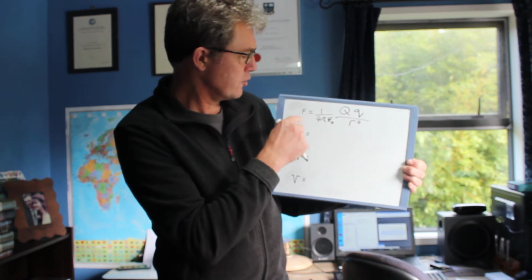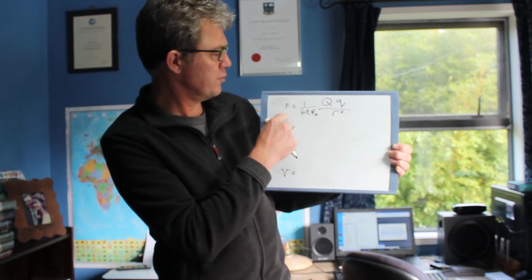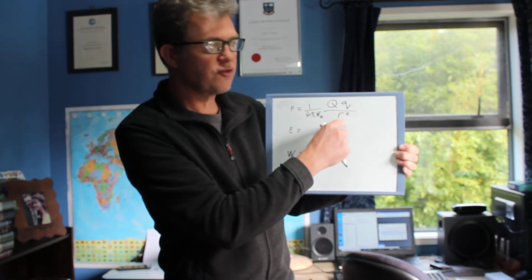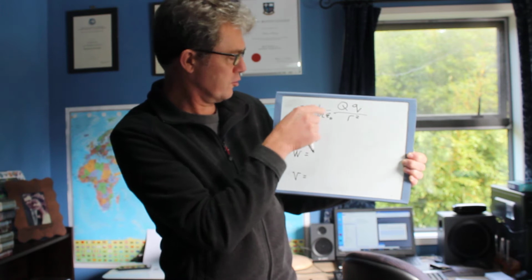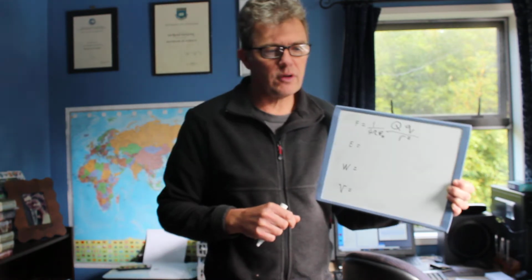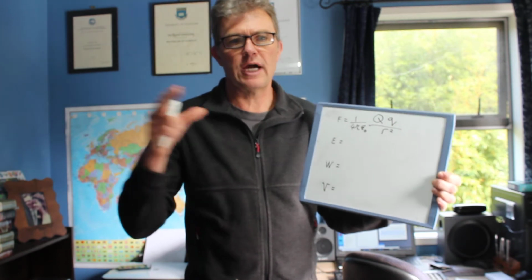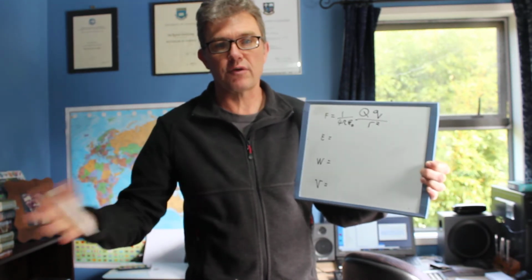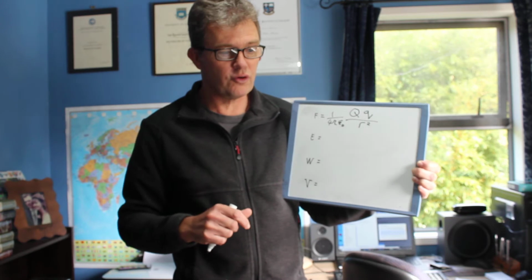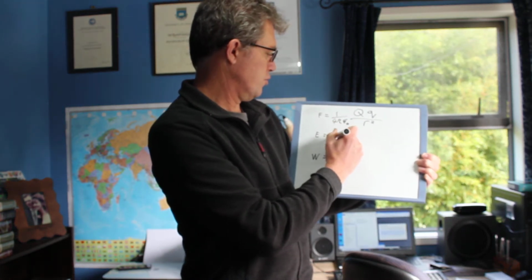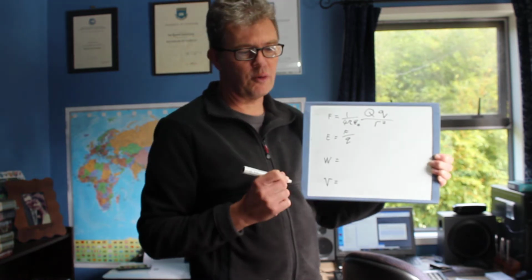So this is Coulomb's law. Force is directly proportional to charge 1 times charge 2 divided by the square of the distances, and that's the constant. Okay, so the forces occur on charged objects because there's an electric field. The electric field is the force per unit charge. So E equals force per unit charge, force per coulomb if you like.